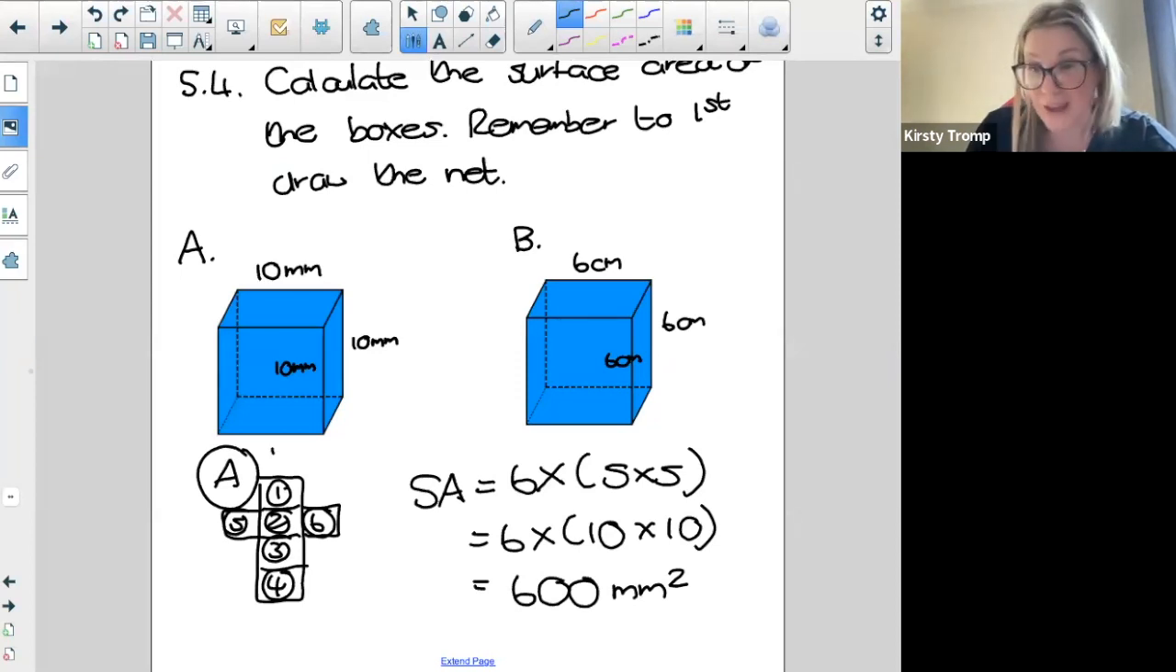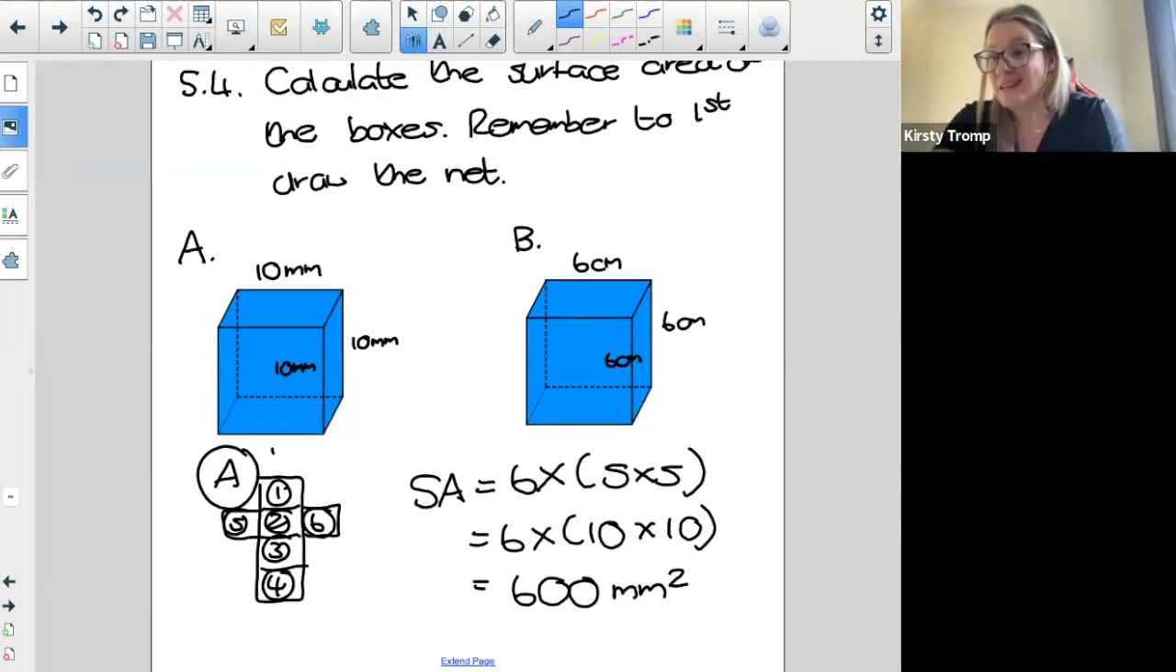Okay, millimeters squared. All right, I'm going to let you do B now by yourself. Now that we've done A and you've seen how to do A, go try B for me. Okay, I'm giving you 2 minutes to do B. Remember what Mr. Hugo said. 2 minutes is actually a longer time than what you think.